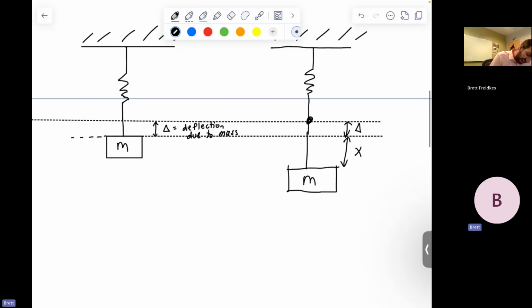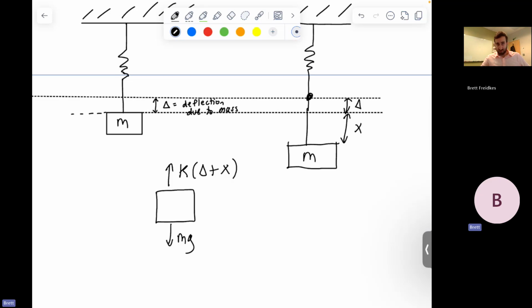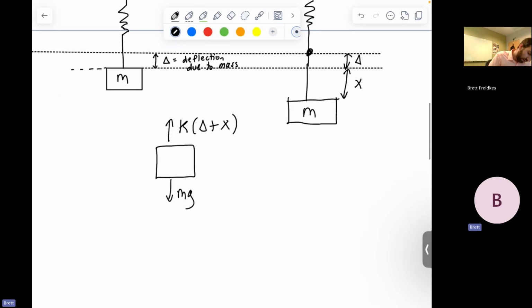So what this means is that if I were to draw a free body diagram for this, I will have mg pointing down, and what's my spring force that's going to be pointing up if it's deflected some additional amount x? Well, it's going to be k times (delta plus x), and that is now pointing up. And remember, this thing is accelerating, so if we sum forces now, we will have to set that equal to ma, or m x double dot.